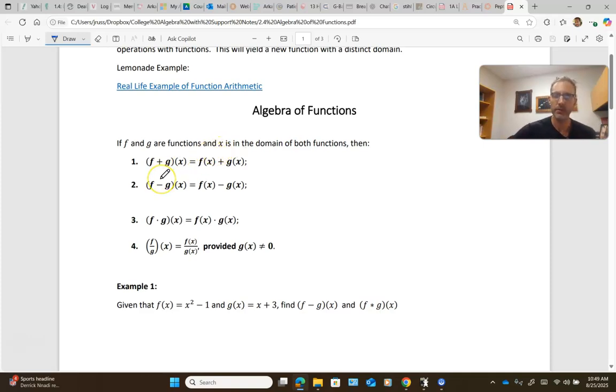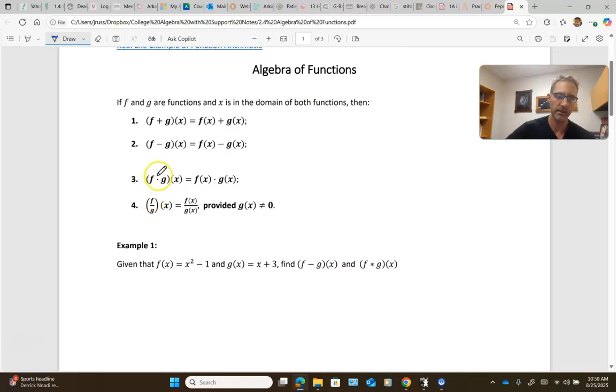And similarly for the subtraction, f minus g of x will be f of x minus g of x. And this is one you have to be a little careful with, because there's a minus sign here. And so if g of x has more than one term, you're going to have to distribute that minus sign, or that negative.